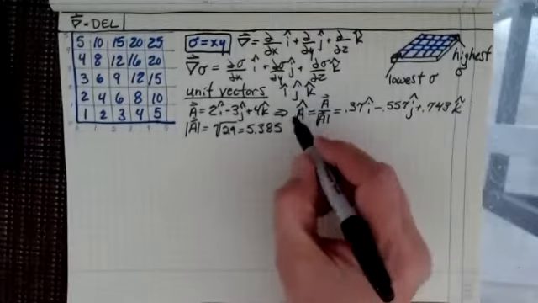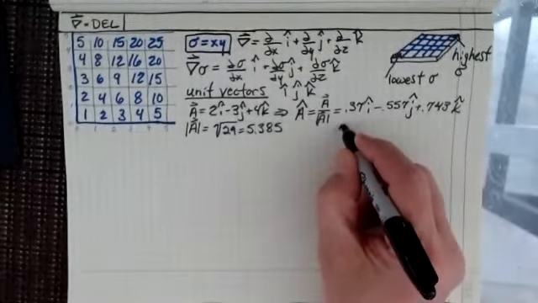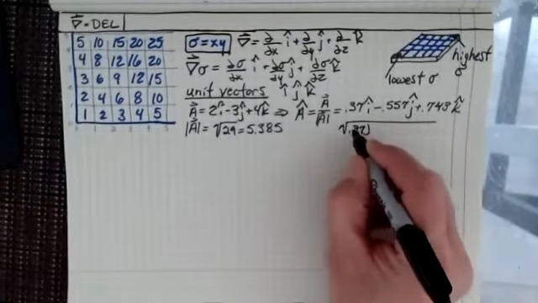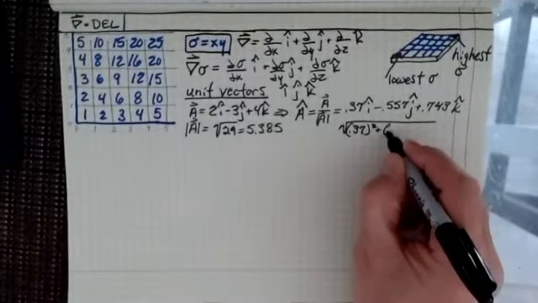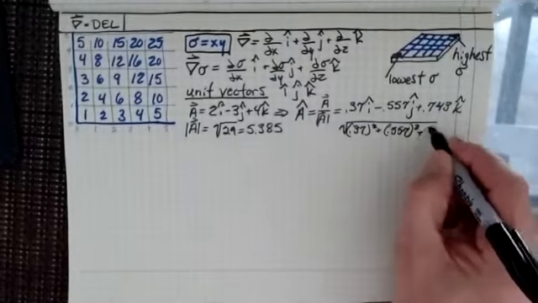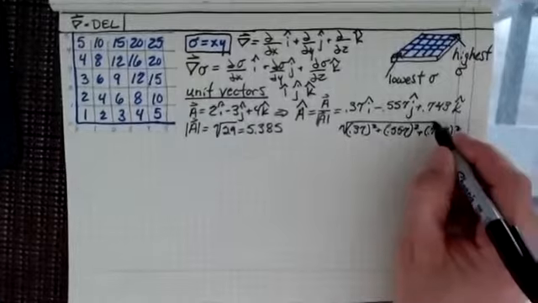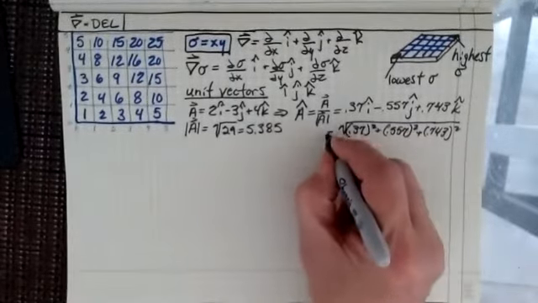And you're probably thinking, well, how do I know that's a unit vector? Well, let's just see if that's right. Is the square root of 0.37 squared plus 0.557 squared plus 0.743 squared, taken all to the square root, does that actually give me 1? Let's just see.